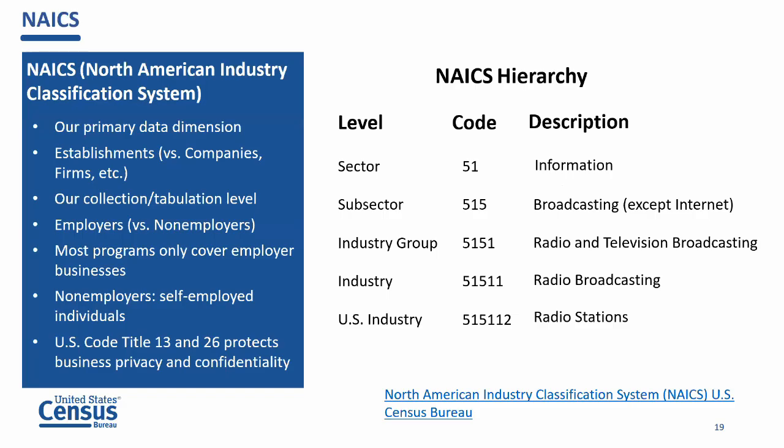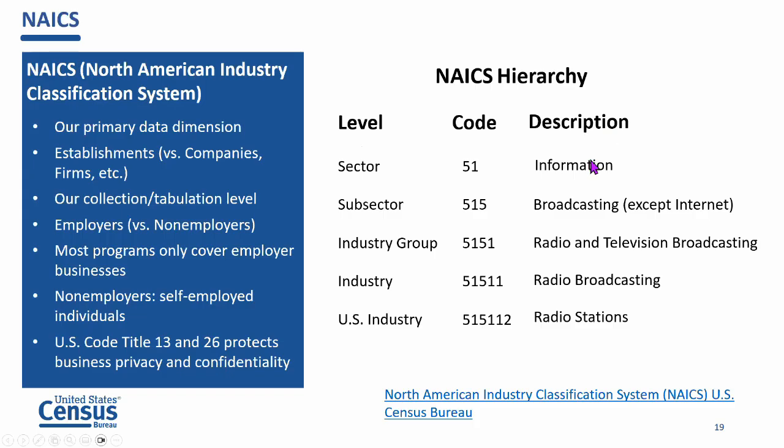Finally, we're going to talk about the North American Industry Classification System, or NAICS codes. This is a standard used by federal statistical agencies in classifying business establishments for the purpose of collecting, analyzing, and publishing statistical data related to the U.S. business economy. The premise of NAICS is that as you add more digits to the NAICS code, the description gets more specific.